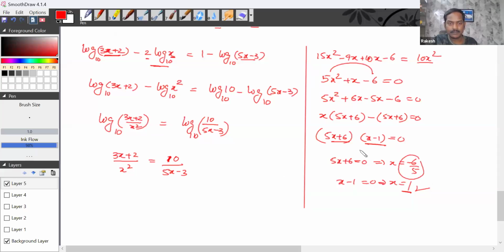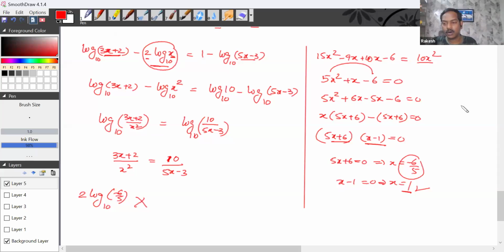x equal to minus 6 by 5 will make this portion negative. It will be 2 log of minus 6 by 5 with base 10. It's not defined in logarithm. As I said, the logarithm of a negative value cannot be identified, right? But you will say, sir, here it is written like this. It is written with the assumption that you will not be taking any such value of x for which the logarithm is not defined.